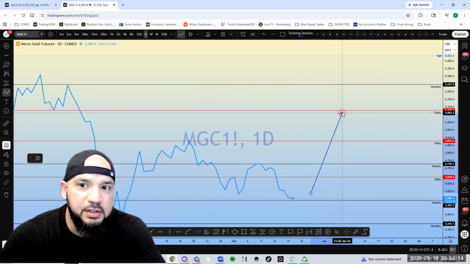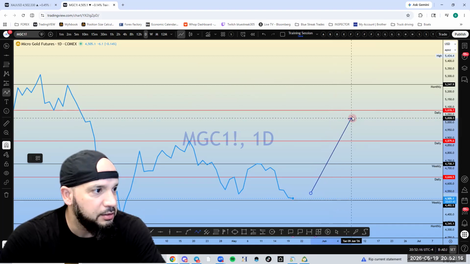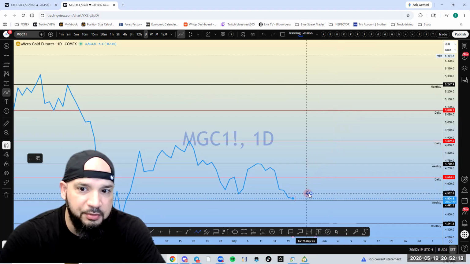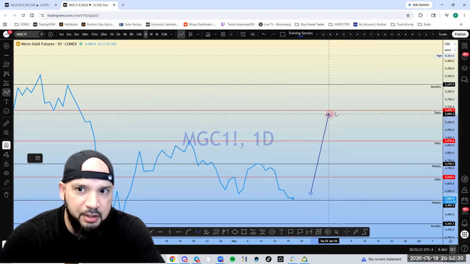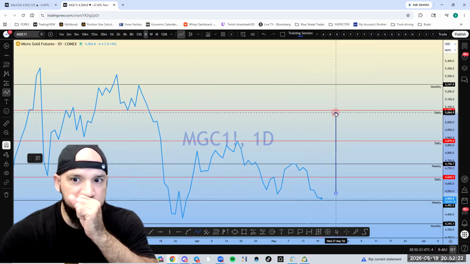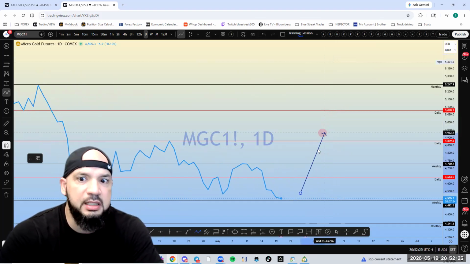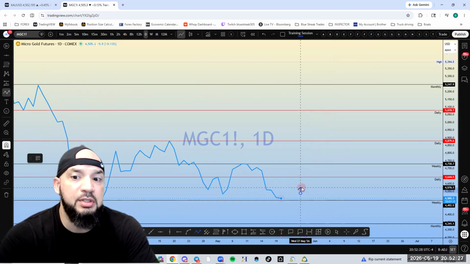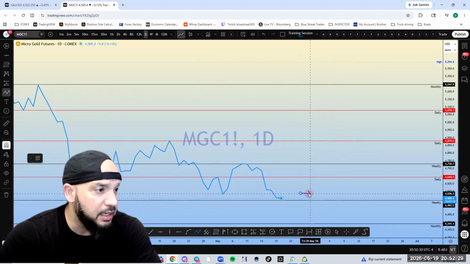I'm taking my profits right here, guys. You know what I mean? Especially if I'm swinging it from all the way down here, I'm taking it right here. Forget everything else. But that's what these key levels also represent. They represent exits, not just entries.